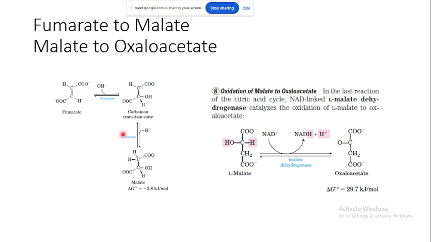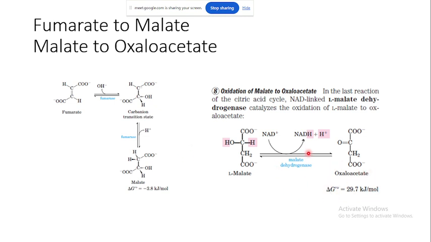Now this fumarate will be converted into malate by the fumarase enzyme. This fumarase enzyme will add one molecule of water, so that one H goes here and one OH to this carbon, so that it will become C double bond minus, CH2, then CHOH, and then C double bond minus, which is malate. This is an example of addition of water, hydration, right?